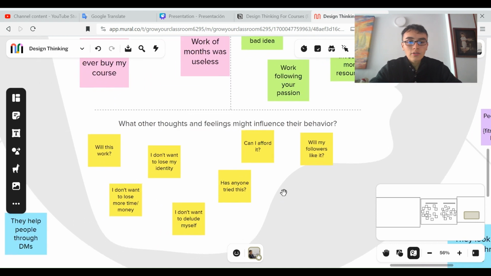And the others are what thoughts or feelings might influence their behaviors. So these are common questions. For example, has anyone tried this? Can I afford it? Will my followers like it? And it is also about things that they stand for or common beliefs. For example, I don't want to delude myself. I don't want to lose more time, more money. I don't want to lose my identity. This is basically like objections that they have when they see a new product in this industry.